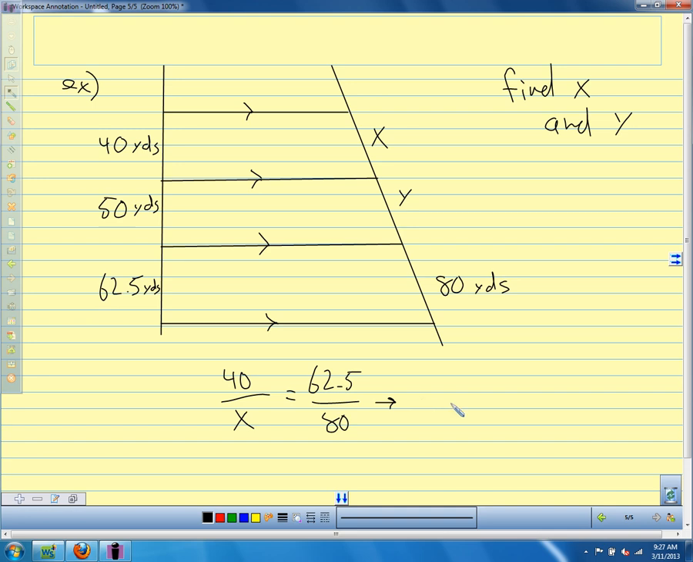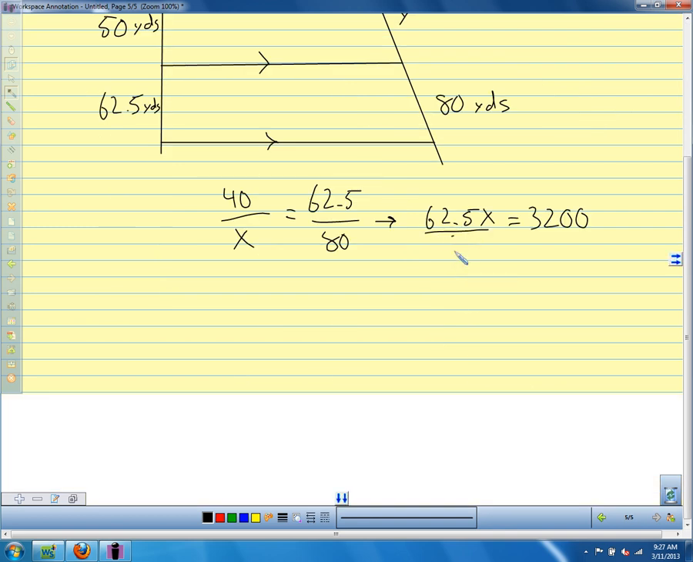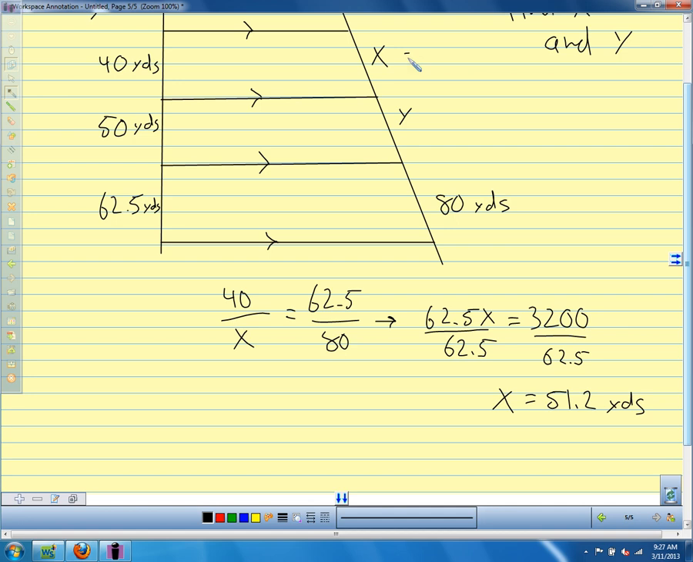Now I cross multiply and I get 62.5x. 80 times 40 is 3,200. And then I divide both sides by 62.5. And I get that x, when I plug that in my calculator, x equals 51.2 yards. So x equals 51.2 yards.